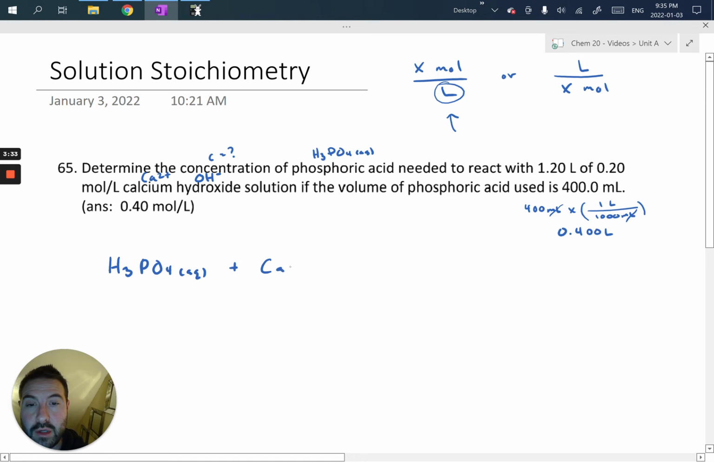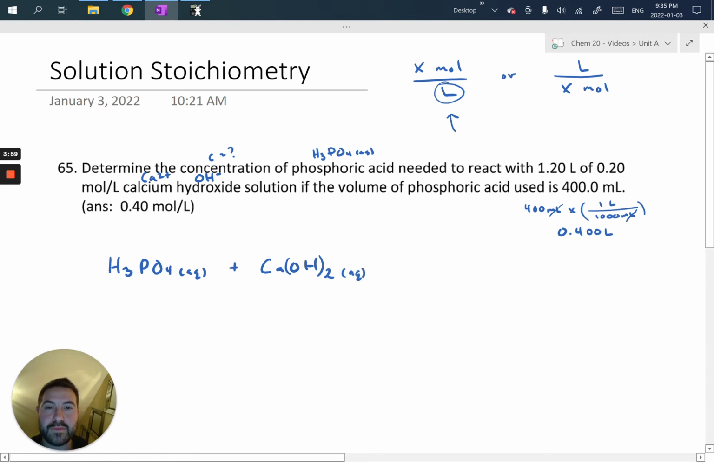So calcium hydroxide is going to look like that. I need 2 hydroxides for every 1 calcium ion. And then that's actually going to be a solid because... never mind, it is in solution. It's aqueous. I don't want Connor or Angie or Alex yelling at me.